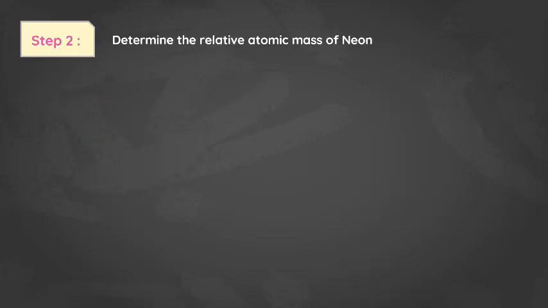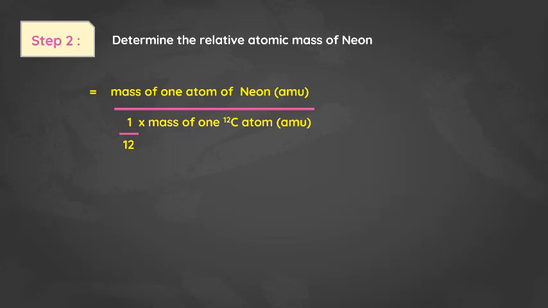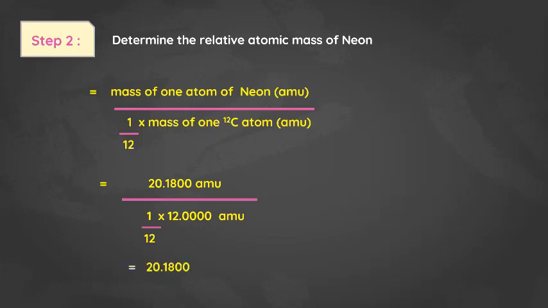Next, to determine the relative atomic mass of neon, the mass of one neon atom must be compared relatively with 1/12 of the mass of one carbon-12 atom. The mass of one carbon-12 atom is 12.0000 AMU. So, the relative atomic mass of neon is 20.1800. Relative atomic mass is a dimensionless quantity. Therefore, it has no units.